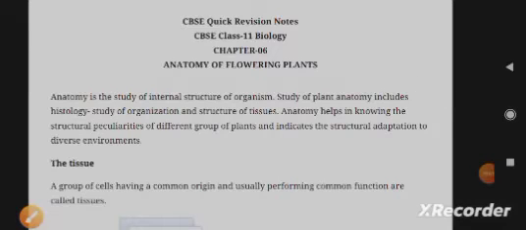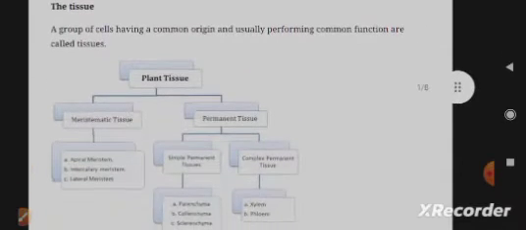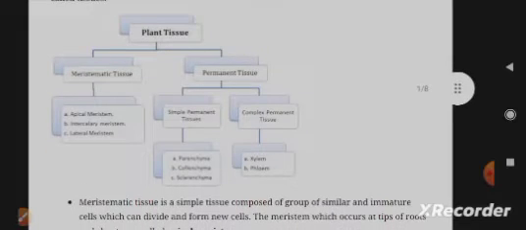Anatomy is the study of internal structure of organisms. A study of plant anatomy includes histology, the study of organization and structure of tissues. Anatomy helps in knowing structural peculiarities of different groups of plants and indicates structural adaptation to diverse environments. The tissue: a group of cells having a common origin and usually performing a common function are called tissues.